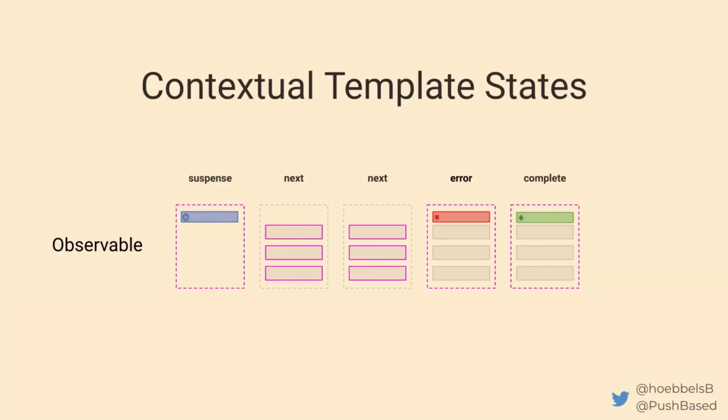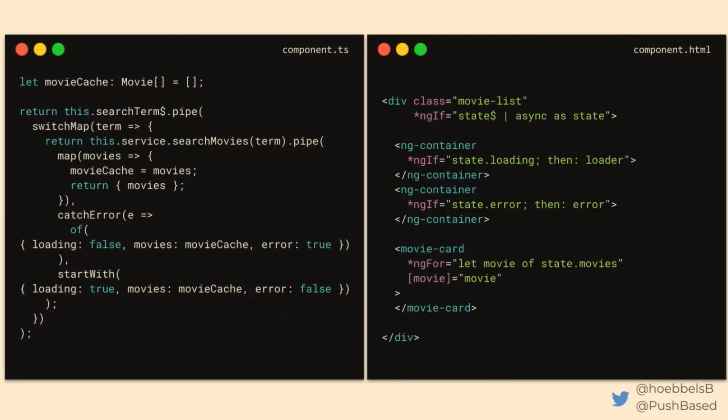If we combine all four together, suspense, next, error, and complete, we have a complete, fully fledged set of contextual template states that we can work with. Driven by the observable data source, we can derive all the information we need without having to work with state management systems. So how can we actually use this, and what is the actual problem I mentioned in the beginning?